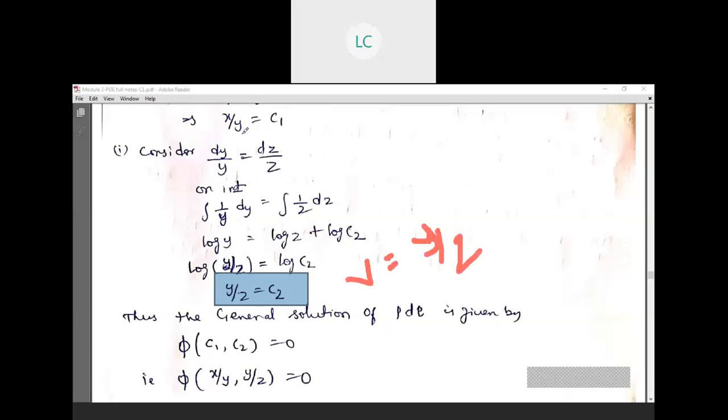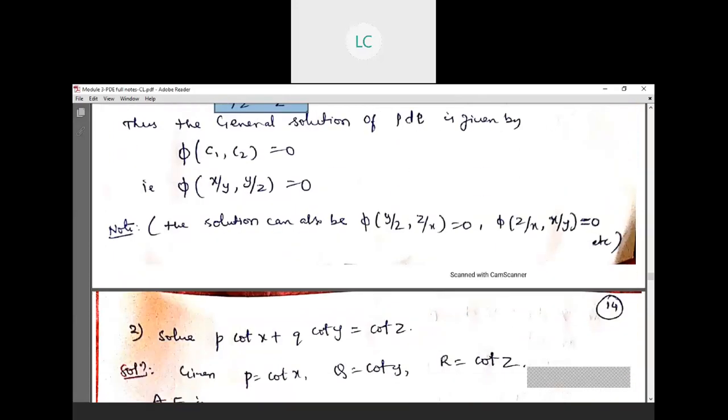Already we have u and v. Therefore, the general solution is phi of u comma v, or you can write phi of c1 comma c2, anything. Because u is equal to c1, v is equal to c2, right? So you can write phi of c1 comma c2 or phi of u comma v, anyone you can write. U is x by y, v is y by z, phi of (x by y, y by z) is equal to 0. This is the required solution. This is the solution of Lagrange's linear PDE.